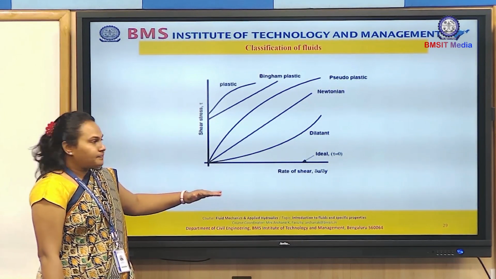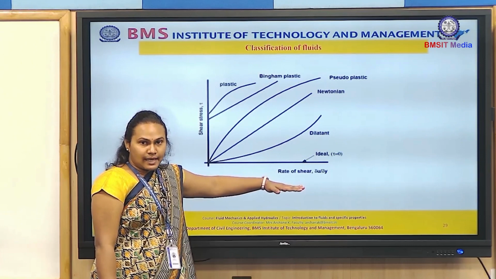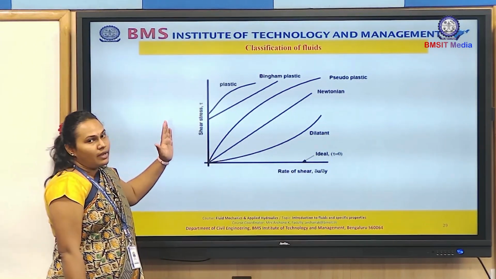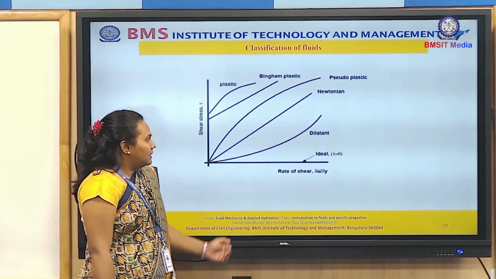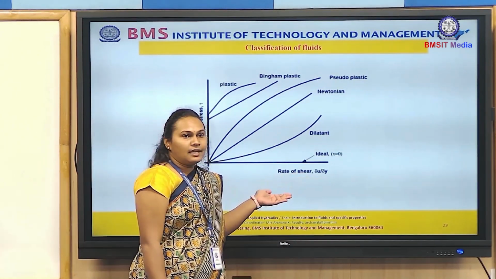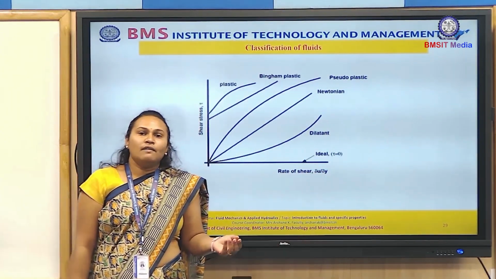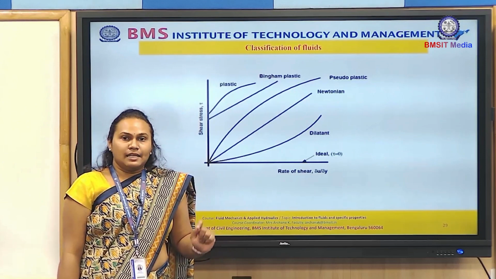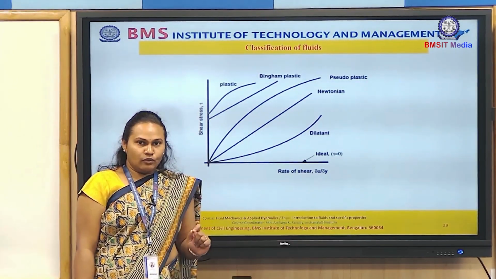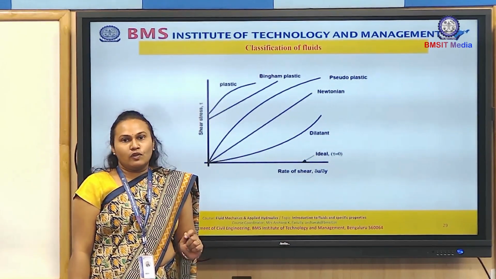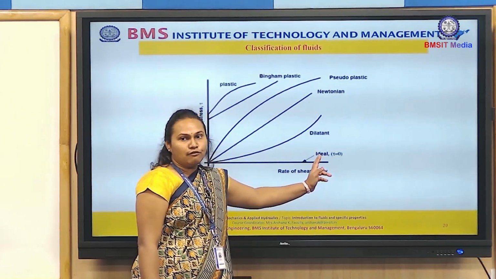Classification of fluids. When you plot a graph of velocity gradient on the x-axis and shear stress on the y-axis, we will have many fluids between them. The x-axis can be represented by the ideal fluid, because ideal fluid is the one which has no viscosity and is incompressible. If the mu value for ideal fluid is 0, then shear stress for the ideal fluid will also be 0. Hence, this x-axis is given by the ideal fluid.